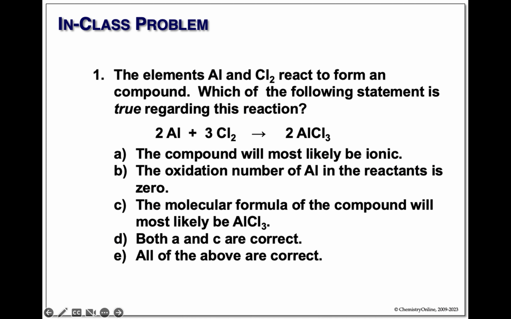So, compound will be ionic. Of course it will. It's a metal. Oxidation number of aluminum in the reactants is 0. Of course it is. It's an element. Molecular formula is most likely AlCl3, with a +3 ion and a -1 ion. Yep, they're all correct.